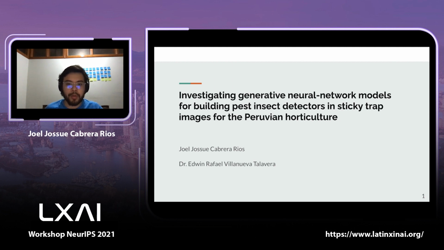In this occasion, I'm going to present our work investigating generative neural network models for building pest insect detectors in sticky trap images for the Peruvian horticulture.